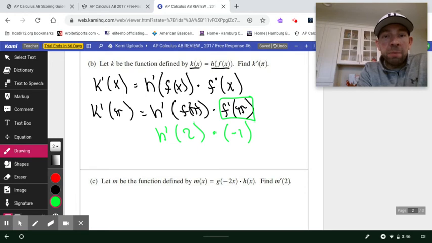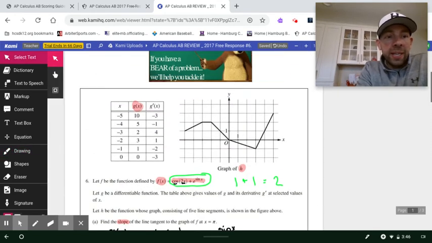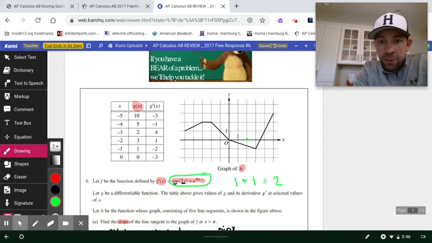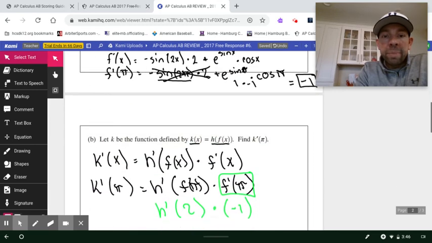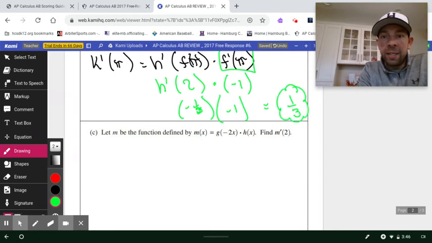Now this h prime of 2 is going to be the slope of h at 2. And so I'm looking, let's see, here's 2. So the slope right there looks like it's negative 1/3. So let's say negative 1/3 multiplied by negative 1 makes a positive 1/3. Ding, ding, ding, ding, ding.